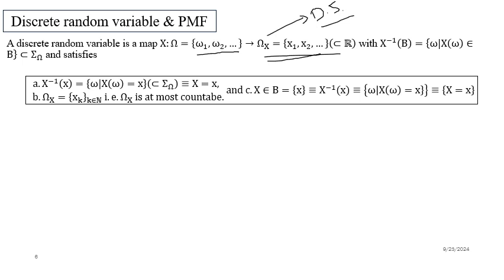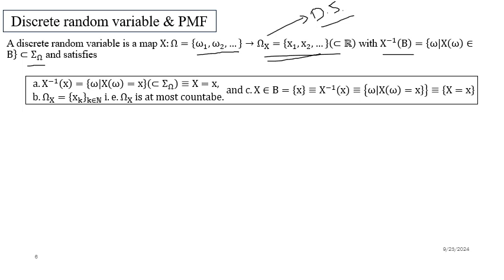Apart from that, if you take any subset B of omega x, its inverse image under x pulls back to an event in omega. What is the meaning of this? We say that x inverse of B belongs to sigma of omega, meaning x inverse B is an event in omega. That means x inverse B is a subset of omega satisfying a statement. Only that you have to know, that notation. We will see a clear picture of how it looks and talk about that.